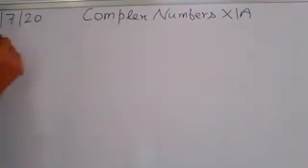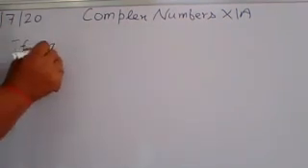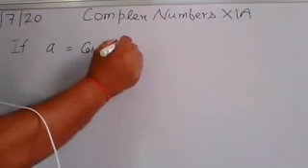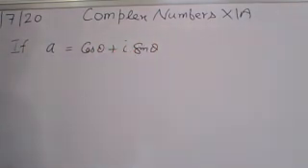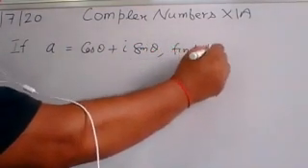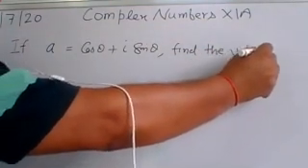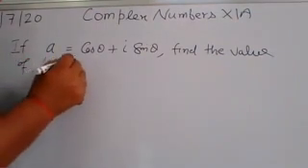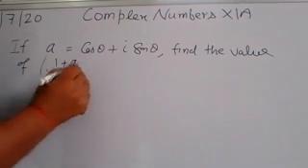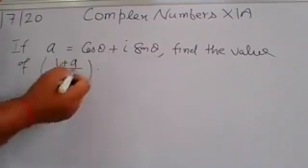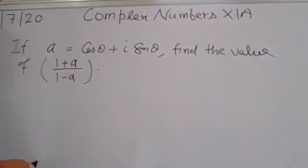Next question. If A is equal to cos theta plus I sin theta, find the value of 1 plus A upon 1 minus A. You have to find the value of 1 plus A upon 1 minus A. Taking its value, putting the value of A here and trying to reduce it in standard form.